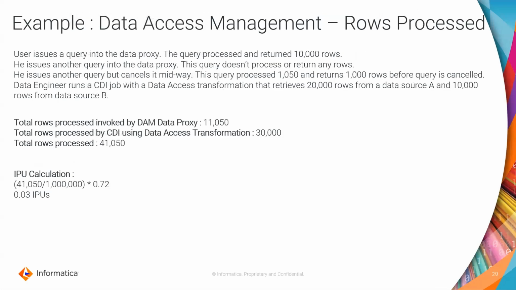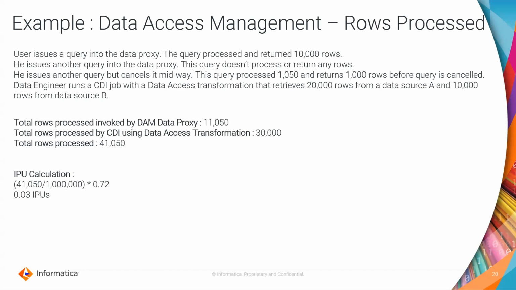Coming to the data access management rows processed. Here the user issues a query to the data proxy. The query processed and returned 10,000 rows. He issues another query to the data proxy. This query doesn't process or return any rows. He issues another query, but the query cancels midway. So the query processed 1050 rows and returned 1000 rows.